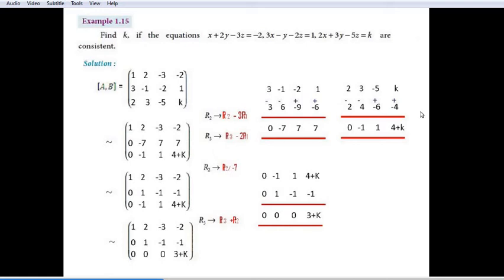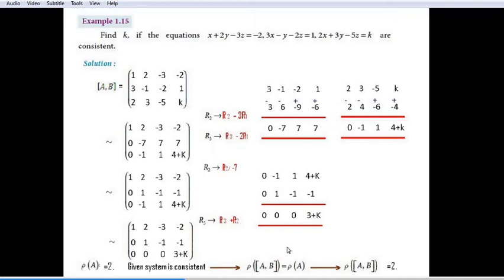In the question, the system of equations is given as consistent. Consistent means the rank of AB and the rank of A should be equal. If you observe here, for the rank of A you take the first 3 by 3 part, and the number of non-zero rows is 2, and the last row is all 0. So rank A is 2. Given that it is consistent, rank A and rank AB should both be equal, so rank AB should be equal to 2.